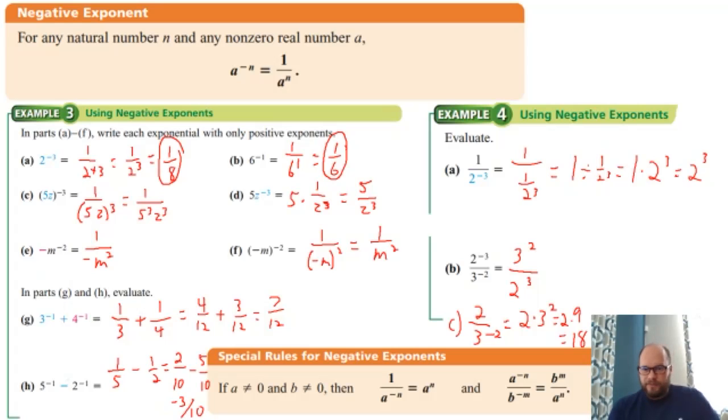And then over here, just to continue evaluating these, 2 to the third power is 2 times 2 times 2. So 2 times 2 is 4, 4 times 2 is 8. On this one, 3 squared is 3 times 3, that's 9. 2 to the third power, again, is 8, so that's 9 over 8. So those would be fully evaluated.